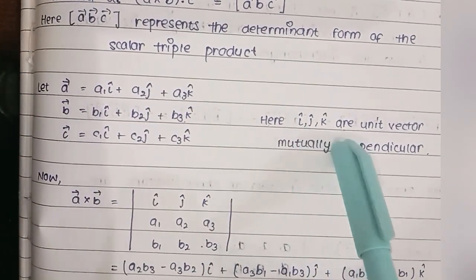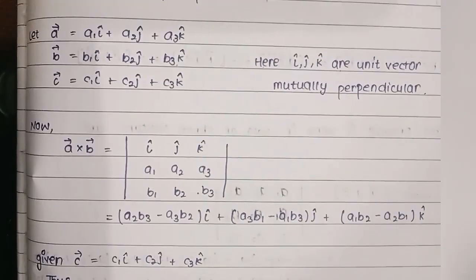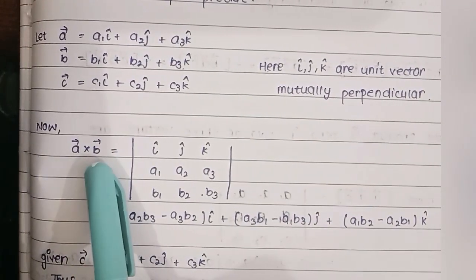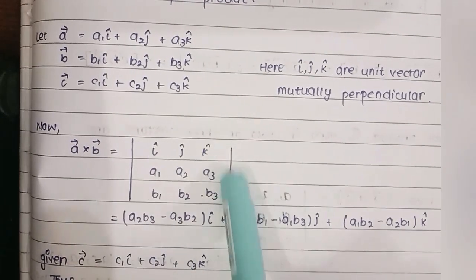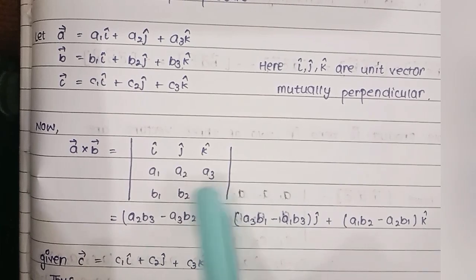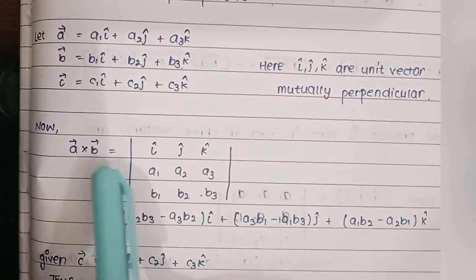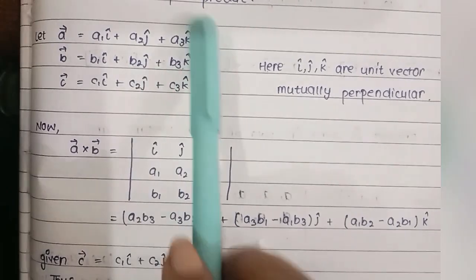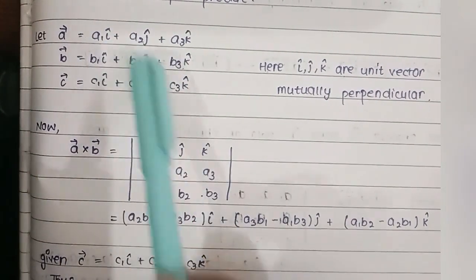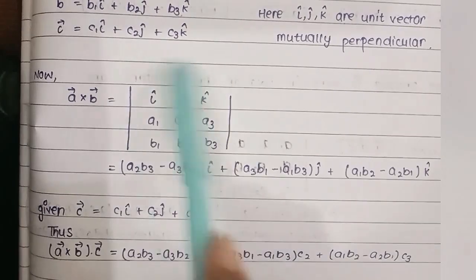Here i cap, j cap, k cap are unit vectors mutually perpendicular. So now a vector cross b vector is equal to the determinant i cap, j cap, k cap, a1, a2, a3, b1, b2, b3, because we are taking a cross product with b. So we take these first equations and then we put them in the determinant. Now we are going to solve this determinant.